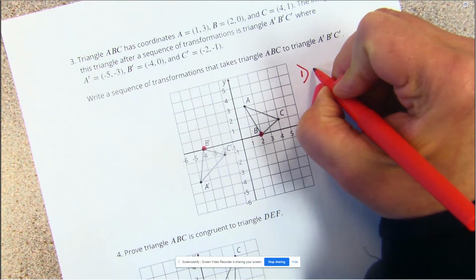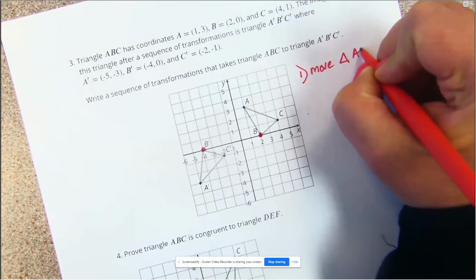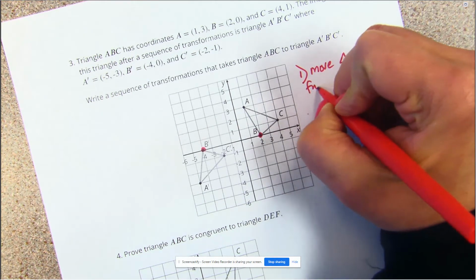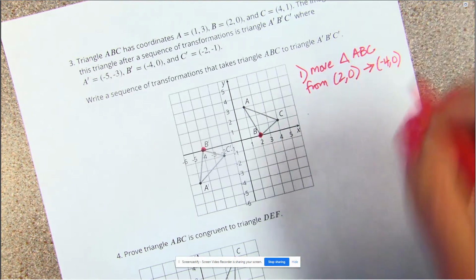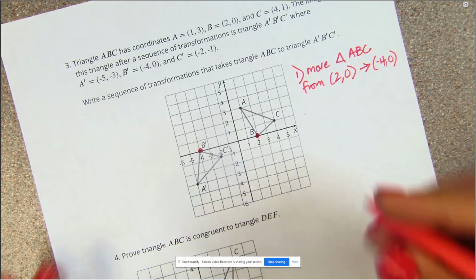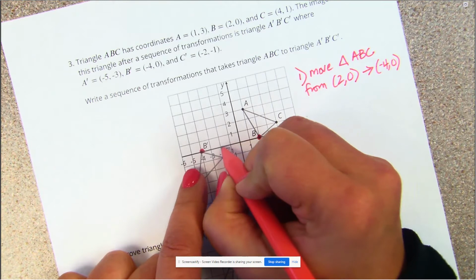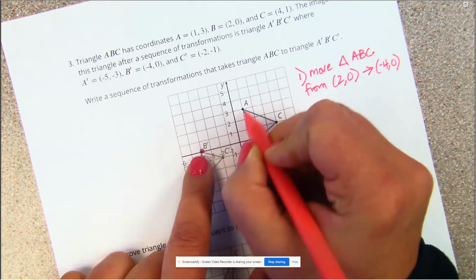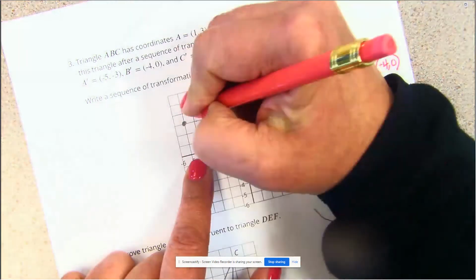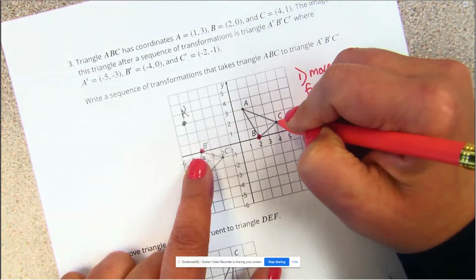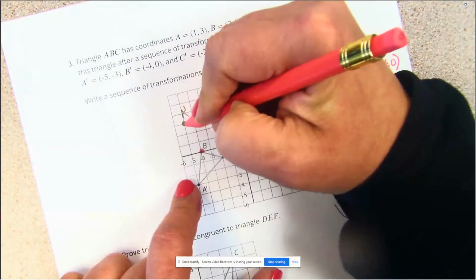So I'm going to move triangle ABC from 2, 0 to negative 4, 0. And I'm actually going to do that. So that would be, let's count how many that moves it. 1, 2, 3, 4, 5, 6. So now that goes here, so that's going to go over 6. There's my new A. And then C would be over 6. 1, 2, 3, 4, 5, 6. So let's just kind of sketch what I have.